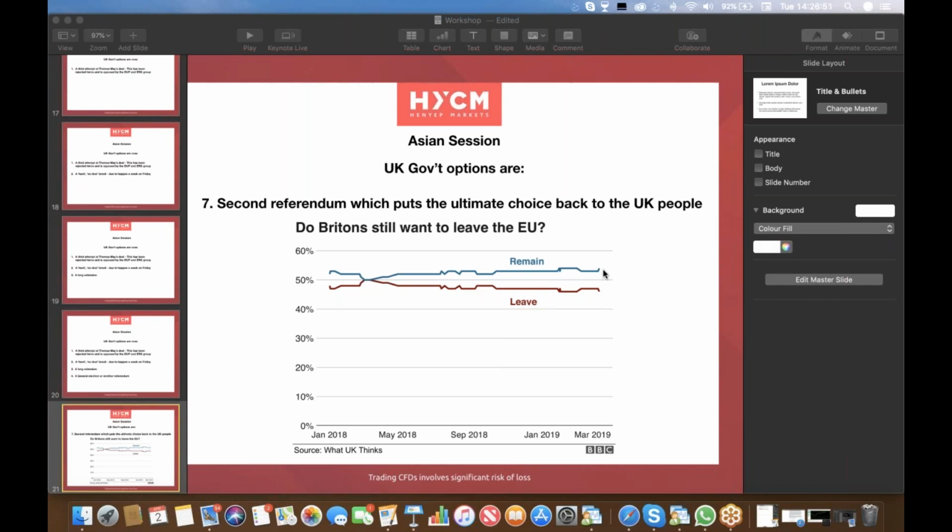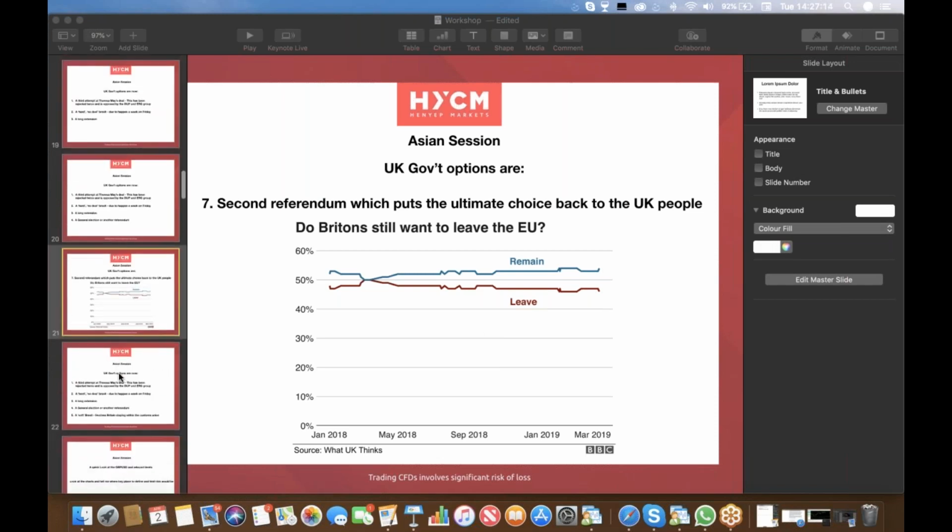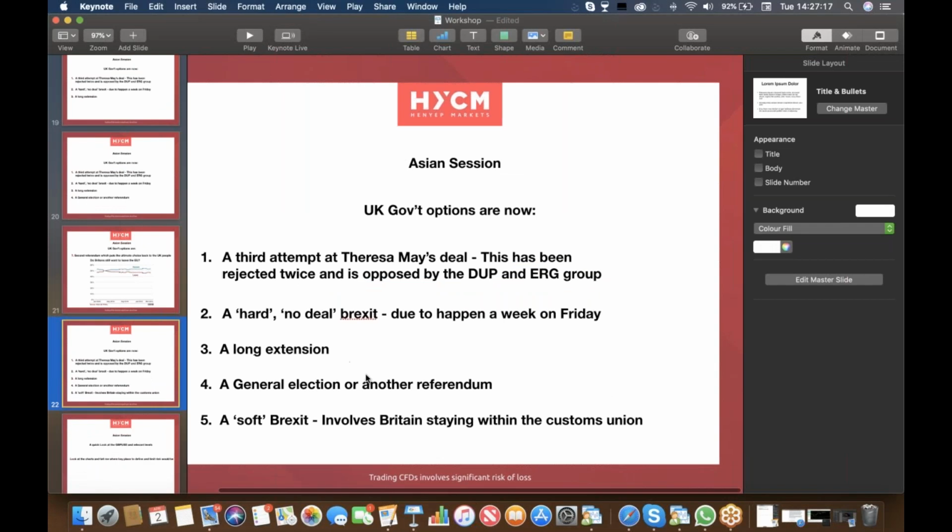So it's switched. Certainly in terms of market expectations, if there was another referendum on this question, do Britain still want to leave the EU, then the majority of people in Britain would remain. I think largely that is partly because of the hassle of trying to leave the EU. A lot of people just want certainty. They kind of want life to go back to how it was before. So that's that issue. And then the final option is a soft Brexit involving Britain staying within the customs union.